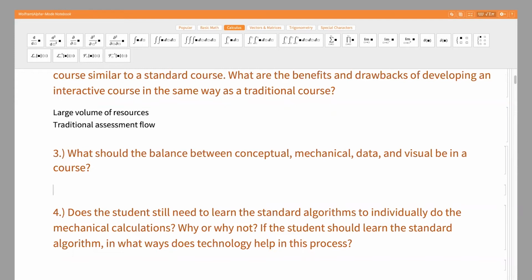Right, we can provide all of the various forms here. We can vary a mixture of conceptual, mechanical, data, and visual, and it can be responsive to the individual student. Was there a hand raised over here?